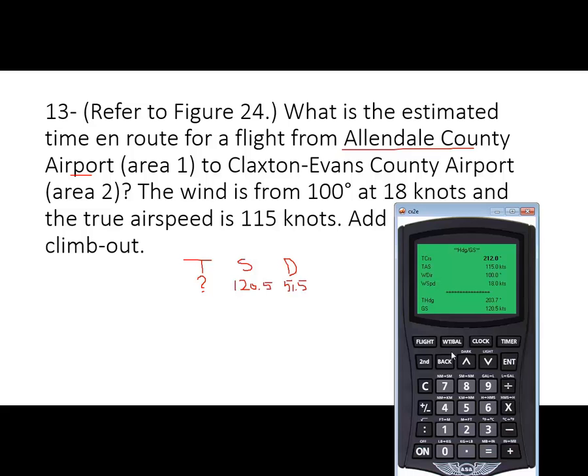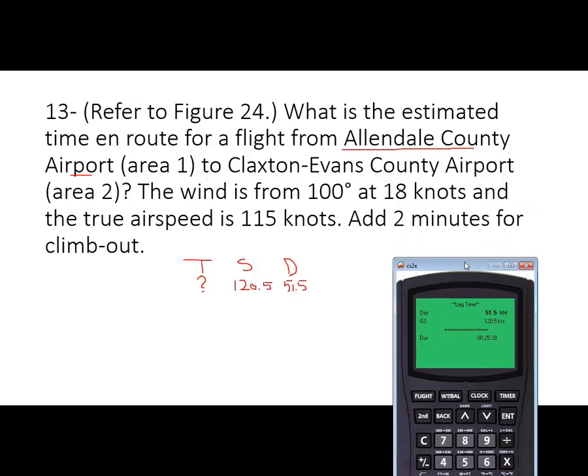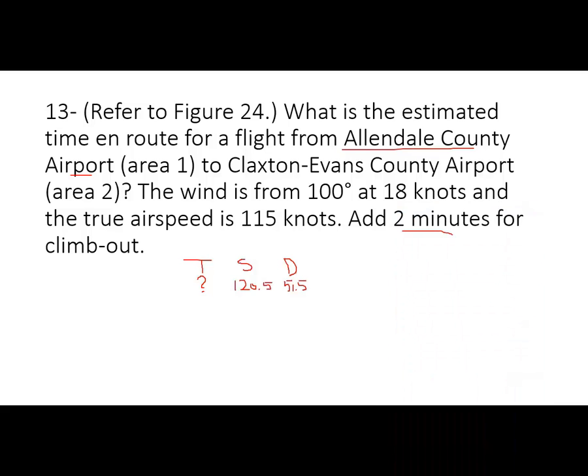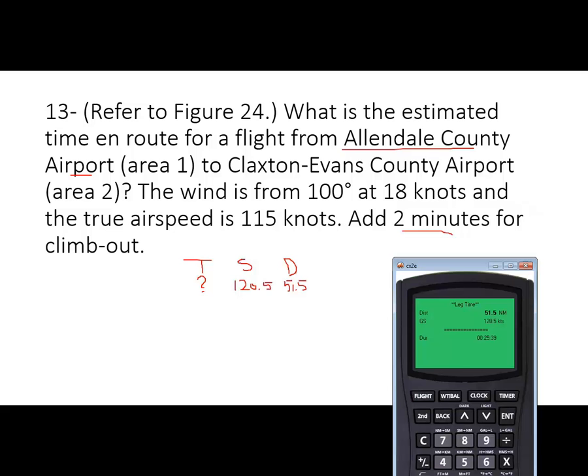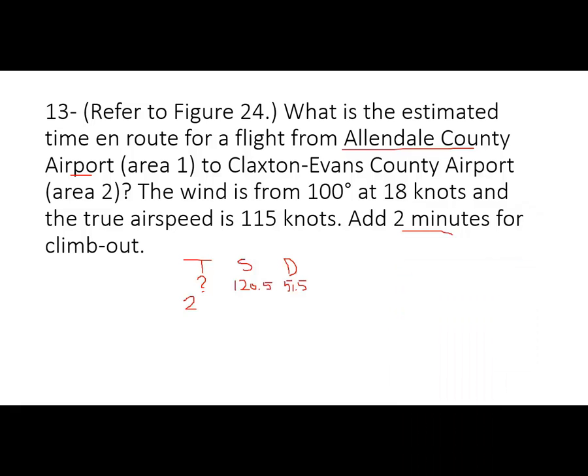So now we can come in here to our CX2 and figure out the leg time. Distance is 51.5. Ground speed we calculated at 120.5, which gives us a total duration of 25 minutes and 39 seconds to get between those airports. But they told us in the question, don't forget to add 2 minutes for the climb out. So when you do that, it's 27 minutes and 39 seconds, which is the time.